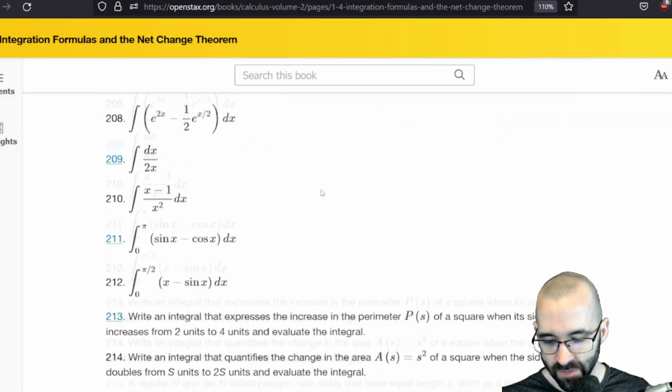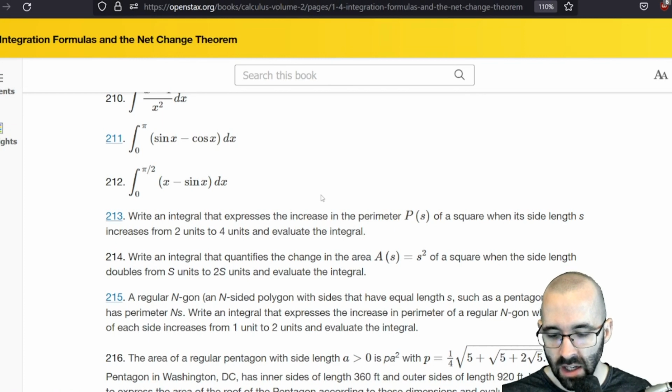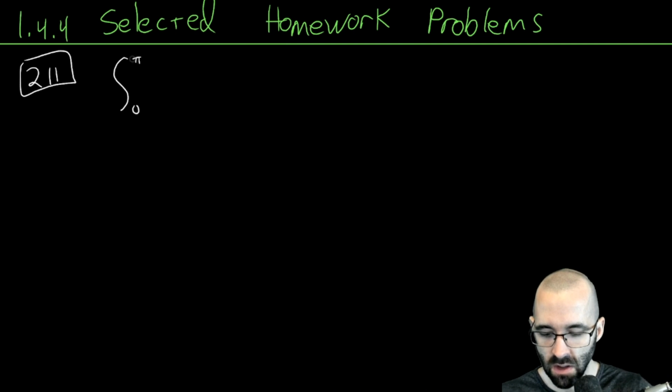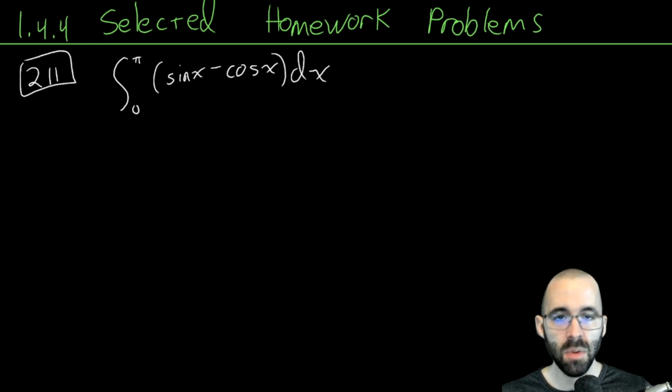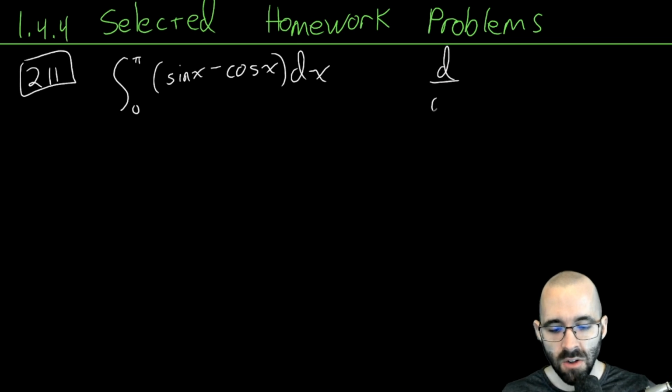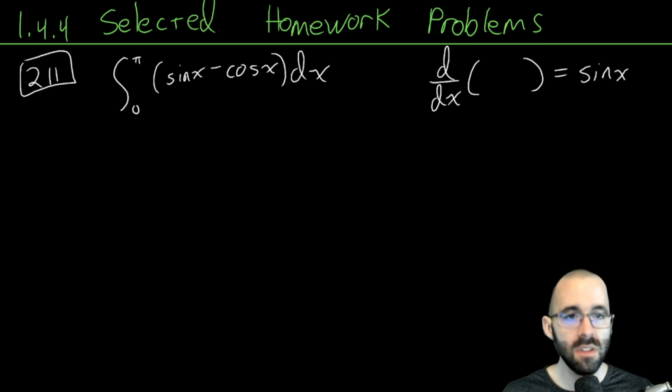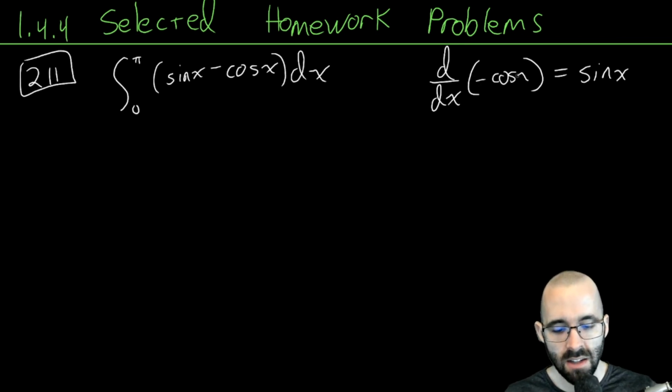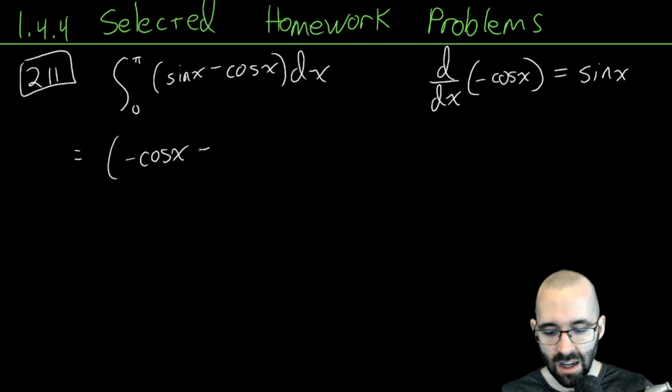So if we look at 211, it's just evaluating this integral. Integral from 0 to pi of sine minus cosine. So hopefully you have your table of integrals, or you can use what you know about derivatives. To take the antiderivatives of sine, you just ask yourself, the derivative of what equals sine of x? And then we do the same thing for cosine. The antiderivative of sine is negative cosine, and similarly, the antiderivative of cosine is positive sine.